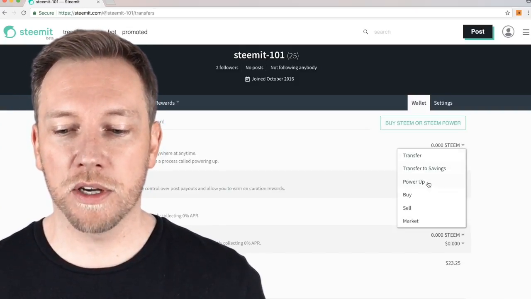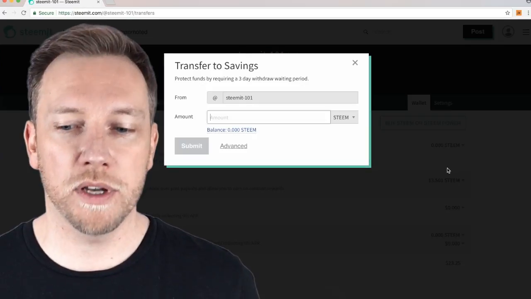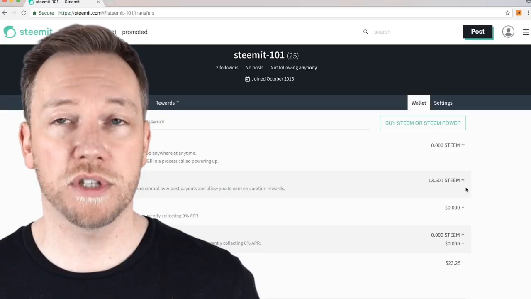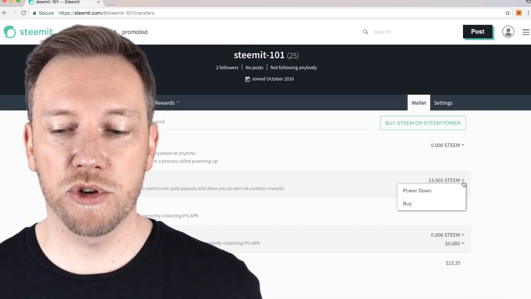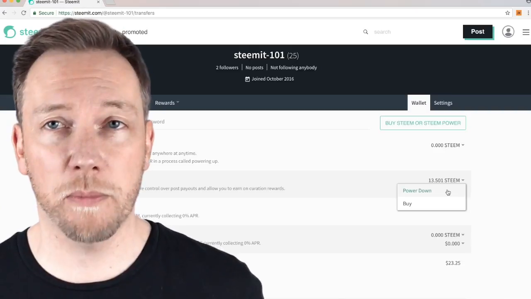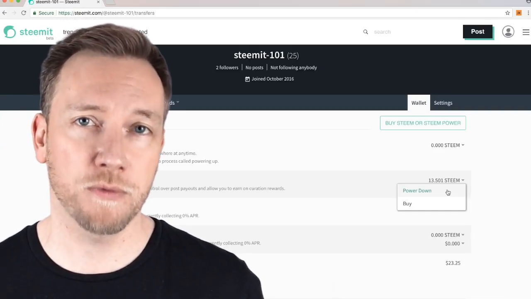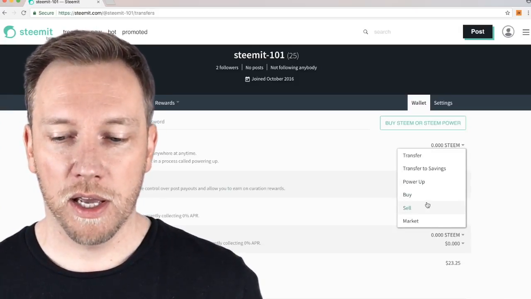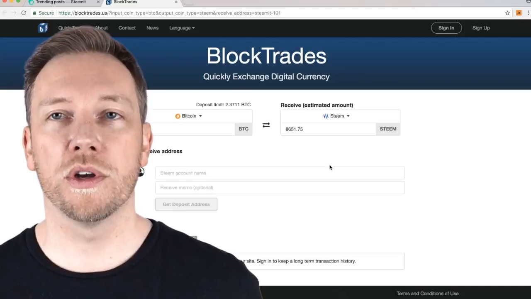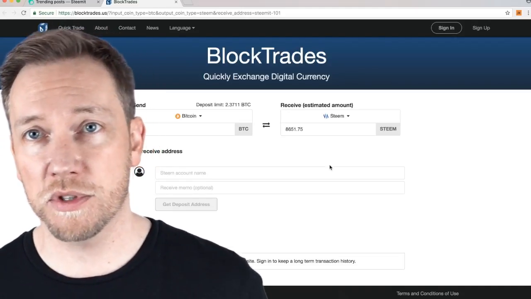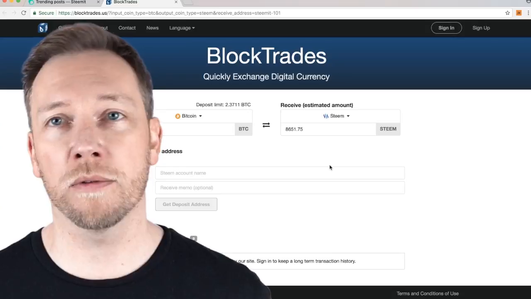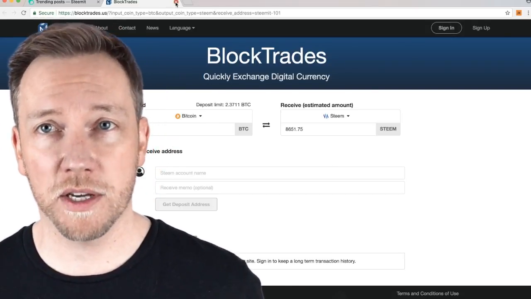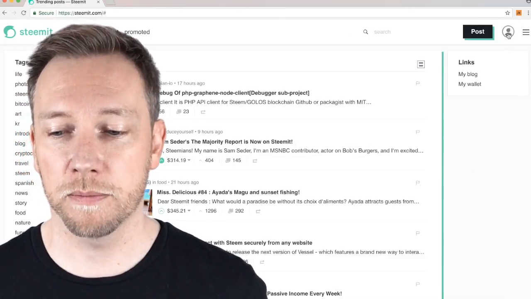So then the next option here is you can power up. So this is how you would instantly send Steem from your Steem account to your Steem Power account. Okay, and if you look at the drop-down menu for Steem Power, you have the option of powering down, which of course, again, takes 14 weeks. All right. Then we have buy and sell. And these will take you to block trades where you can trade your Bitcoin for Steem or your Steem for Bitcoin or Litecoin or Ethereum. There's a few other options, okay?